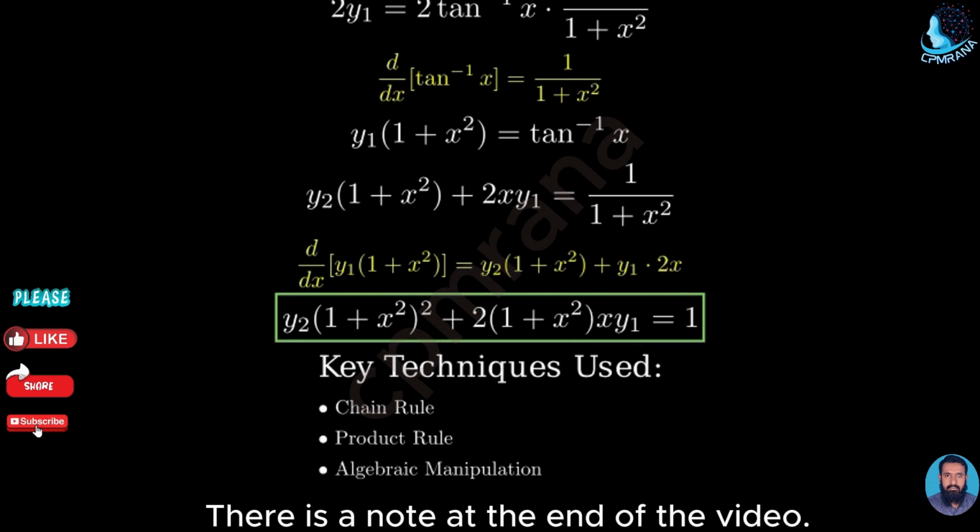We use the chain rule for the first derivative and the product rule for the second derivative, then simplified to reach our desired result.